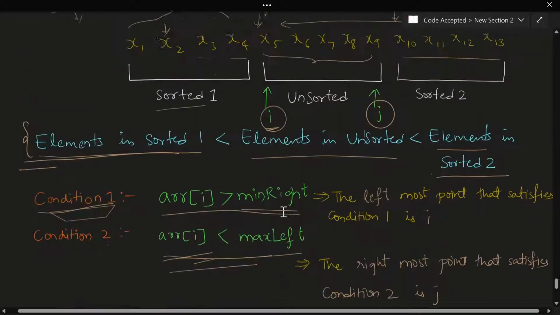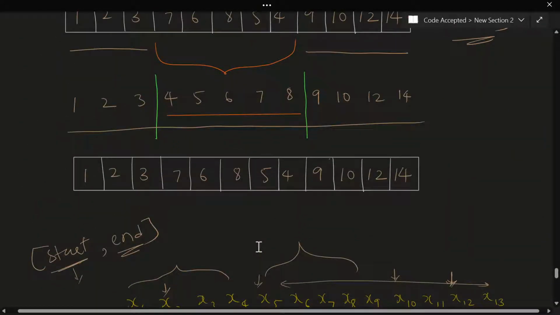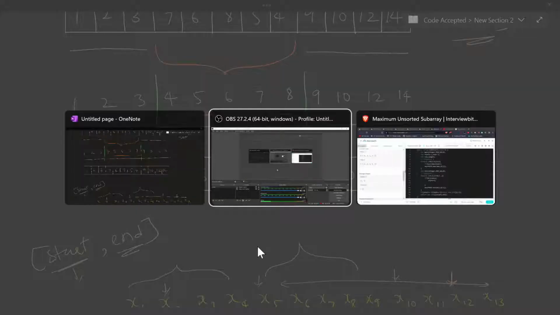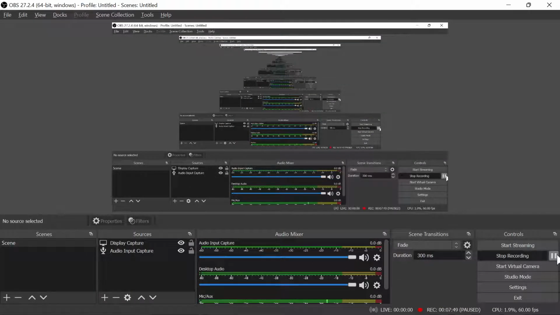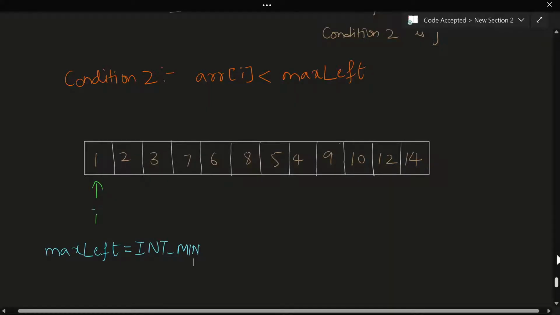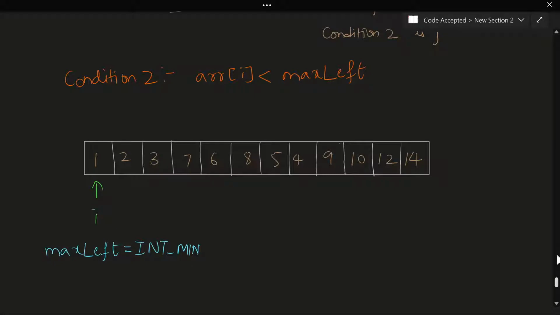I think it's better to dry run once. If you could not understand the explanation, don't worry. When I dry run this, everything will be clear to you. Now let's take the condition 2 and traverse the array from the left and track the max left variable, and the rightmost index which satisfies this condition will be our end. So let's try to run this.